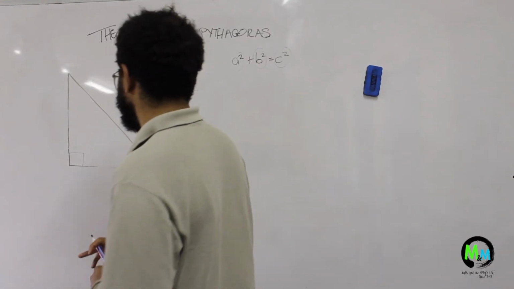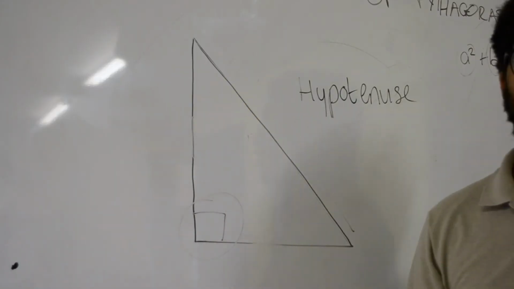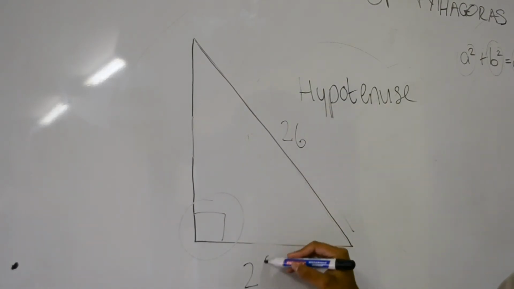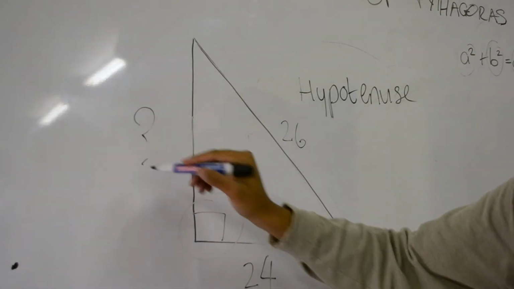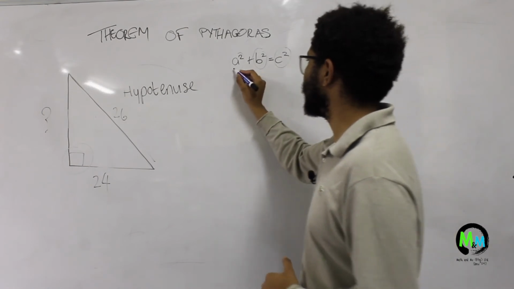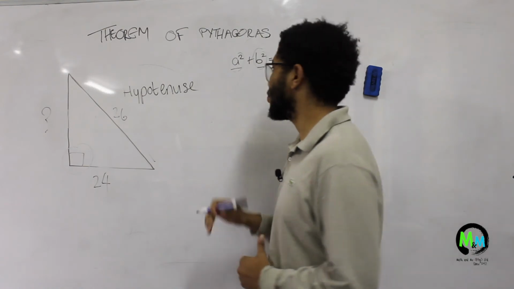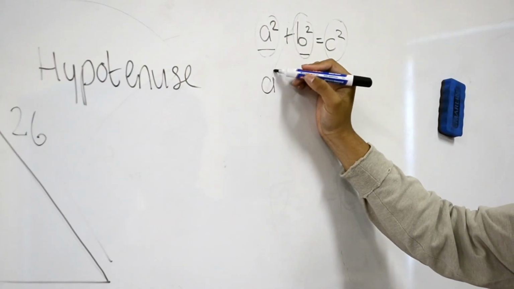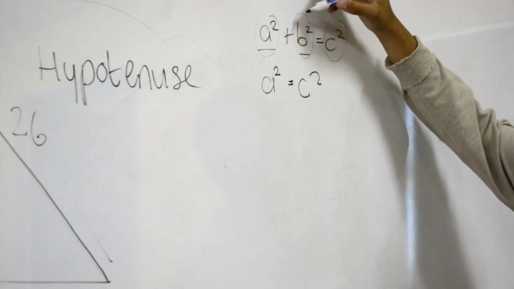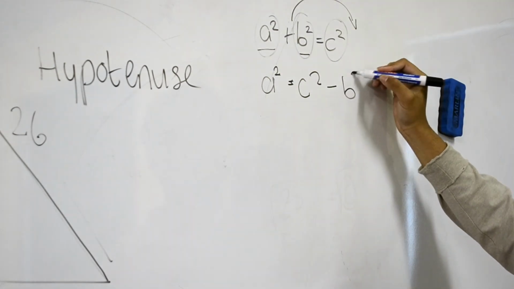Looking at our second example, instead of trying to find our hypotenuse, we're going to try to find one of our other unknown sides. So let's say our hypotenuse is 26 and this side over here is 24, with this one being our unknown. As we are trying to find a or b, we need to make that the subject of our formula. So I'm going to make it a squared, and c squared stays c squared, but now my plus b squared is going over, so it goes from plus b squared to minus b squared.